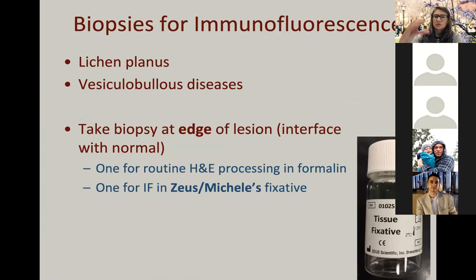So when a biopsy is desired for immunofluorescence, we ask biopsies to be sort of taken at the edge of the lesion so that there is an interface between the lesion and the normal. One biopsy be taken for routine H&E processing in formalin, and one for immunofluorescence in a fixative that is sometimes called either Zeus's or Michel's. These are specific for processing tissue for immunofluorescence studies.